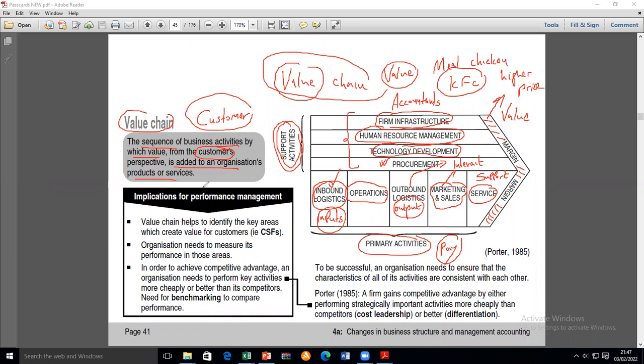Now, when we see this expression here, performance management, that's an important expression for us. So what does this mean? What's the implication for performance management? Value chain helps to identify the key areas which create value for customers or critical success factors.